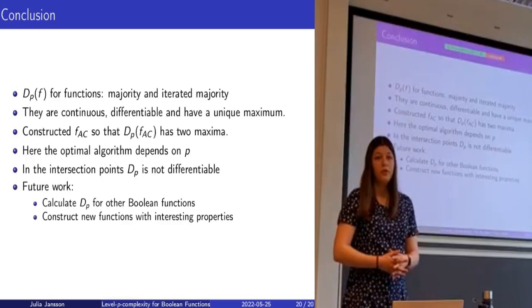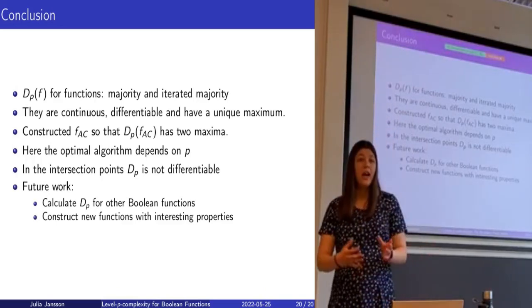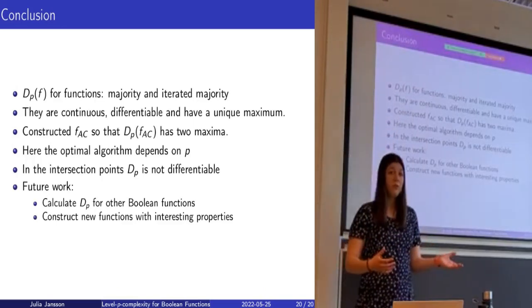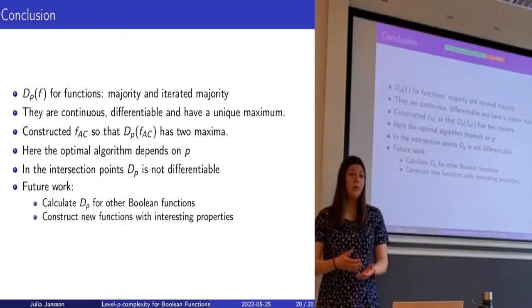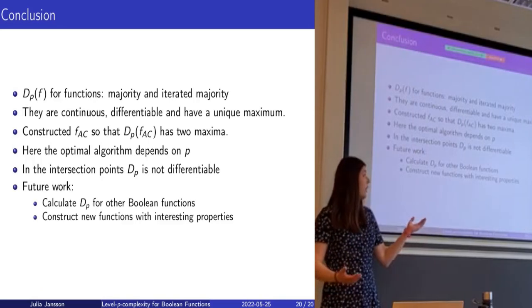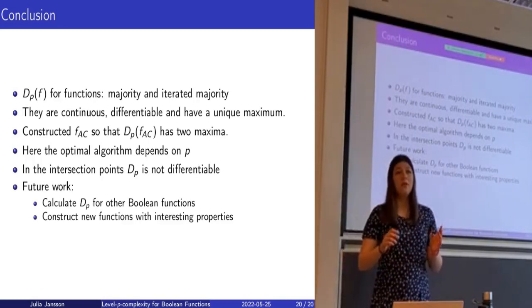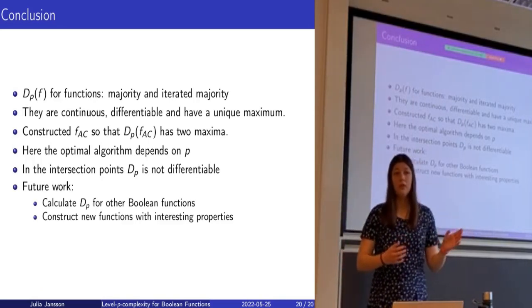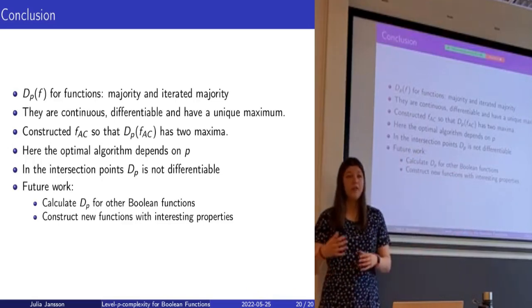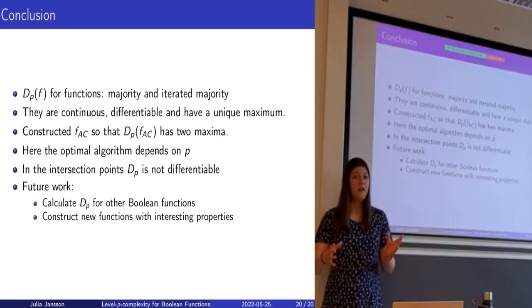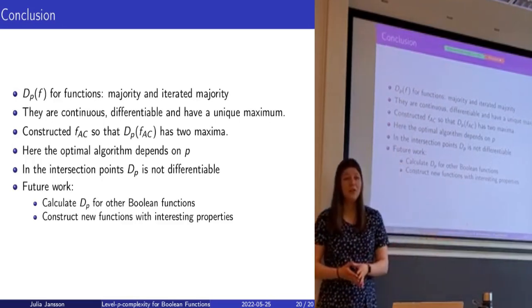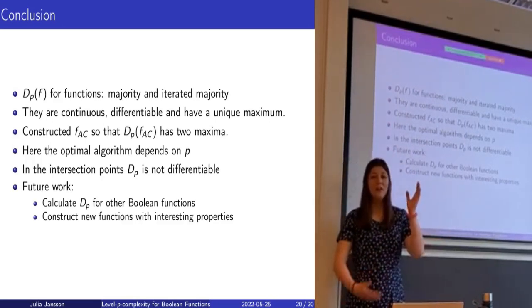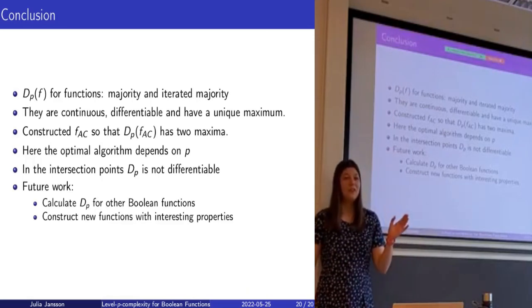So future work could be to calculate level P complexity for more different Boolean functions. For example, in my thesis, I have done it for some other examples that I couldn't bring up here, but essentially most of them have very similar results. So it would be interesting to see if we can find other Boolean functions that have different results. For example, there's this wiki page called the Boolean Zoo, where there's a huge list of a lot of different Boolean functions that one can just try.